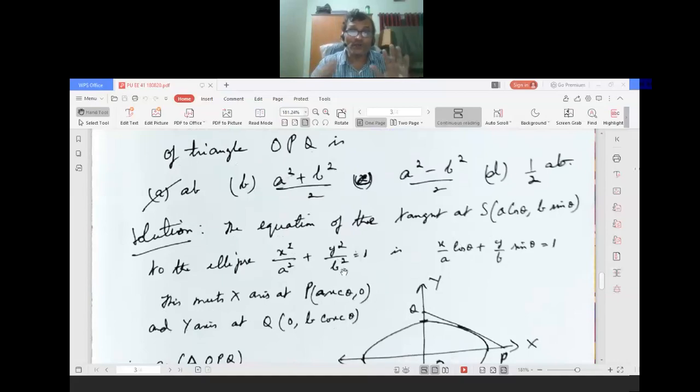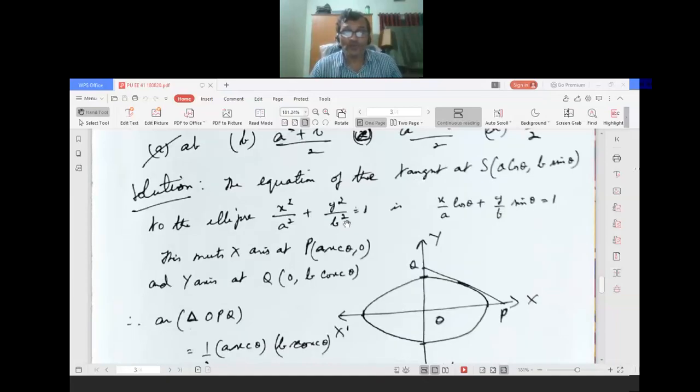So the equation of the tangent at the point of contact a cos theta comma b sin theta to the ellipse x squared by a squared plus y squared by b squared equals 1 is, I told the formula, remember this formula, x by a cos theta plus y by b sin theta equals 1. Okay, this is the line now here, as I have shown in the diagram. This diagram is a rough diagram drawn according to the problem.